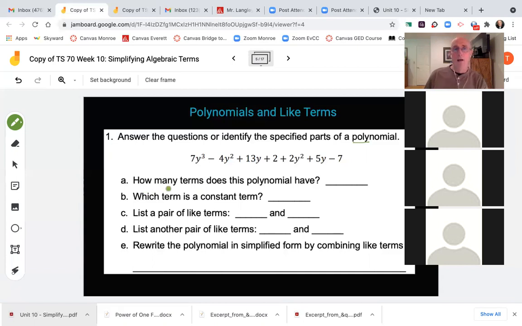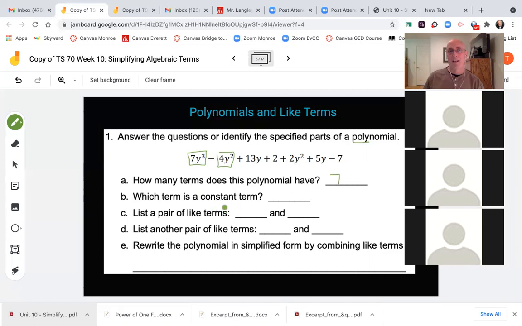Anyway, how many terms does this polynomial have? Well, I kind of just said it, but that's a term, and that's a term. And if we go all the way across, 1, 2, 3, 4, 5, 6, 7. 7 different terms separated by plus or minus. So I could write this 7.